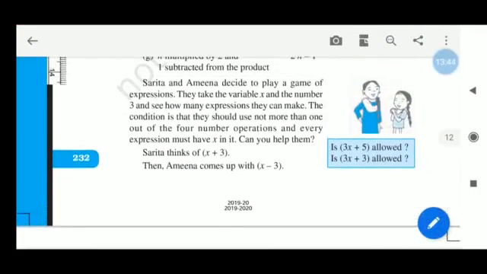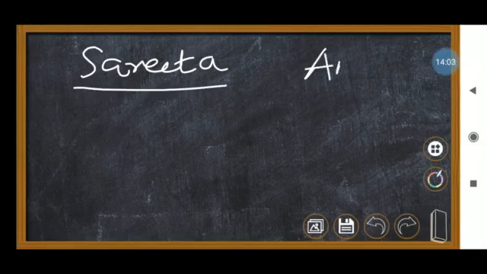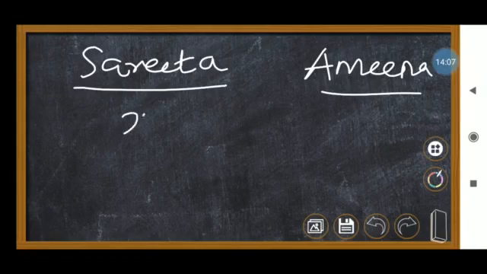Look at that example. Sarita and Amina decide to play a game of expression. They take a variable X and the number 3. See how many expressions they can make. Sarita takes one variable, Amina takes one number, 3 for example. So what are the possible expressions that can be formed?